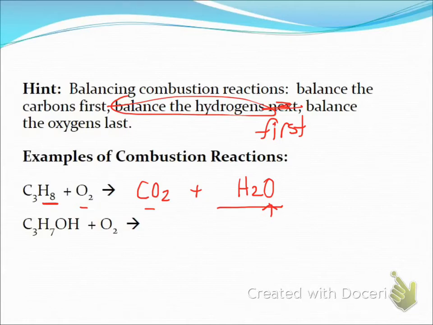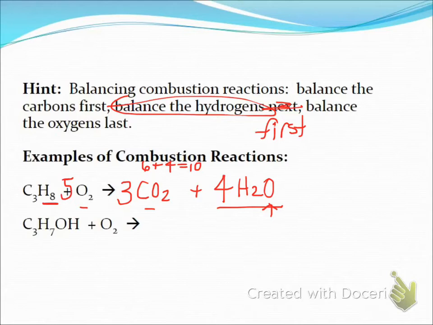So if I check my hydrogen first, I see that I have 8, so half of that is 4, so I'm going to need to put a 4. Now I have 3 carbons, so I'm going to put 3 right here. Then I will add up my total oxygen count on the product side, which is 3 times 2, I have 6 here, plus the 4 from water, gives me a total of 10 oxygen. So I'm going to put a 5 right here, and then I'm done balancing.